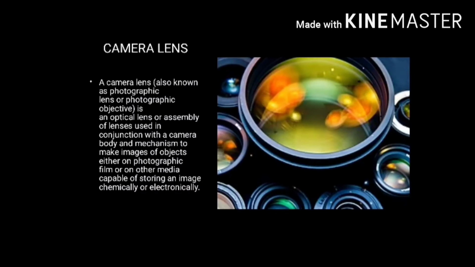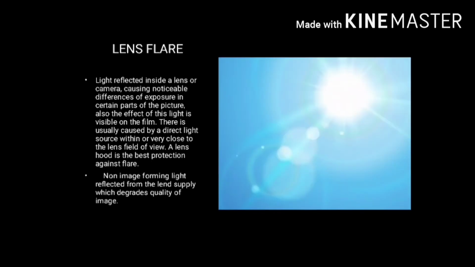Camera lens. A camera lens, also known as photographic lens or photographic objective, is an optical lens or assembly of lenses used in conjunction with a camera body and mechanism to make images of objects either on photographic film or on other media capable of storing an image chemically or electronically. Next is lens flare.